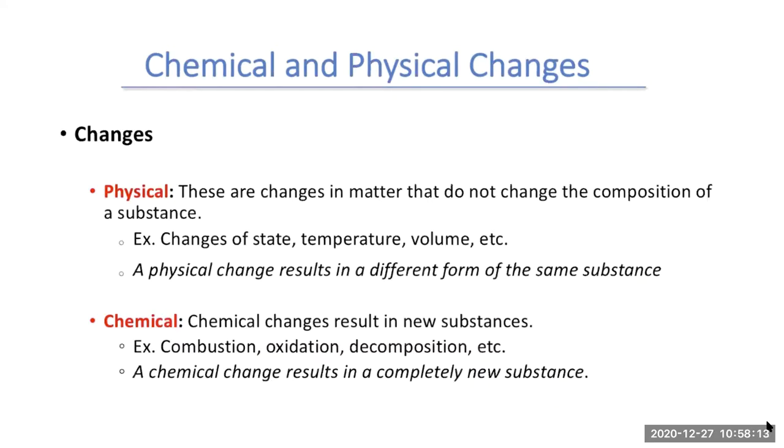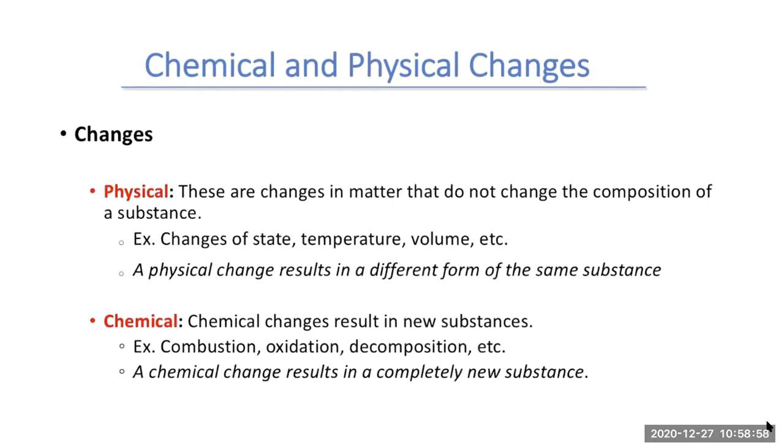Now that we've seen what a chemical and physical property is, let's look at a chemical and physical change. A physical change is when there's a change in the matter, but it doesn't change its composition. So an example is a change of state. Does it go from a gas to a liquid? That would be a physical change. A change in temperature. Did the substance go from 20 degrees Celsius up to 80 degrees? That would be a physical change. Or the volume, you might add more, you're physically changing the amount. So physical change can result in a different form of the same substance, but we didn't change the chemical structure or nature of that substance.